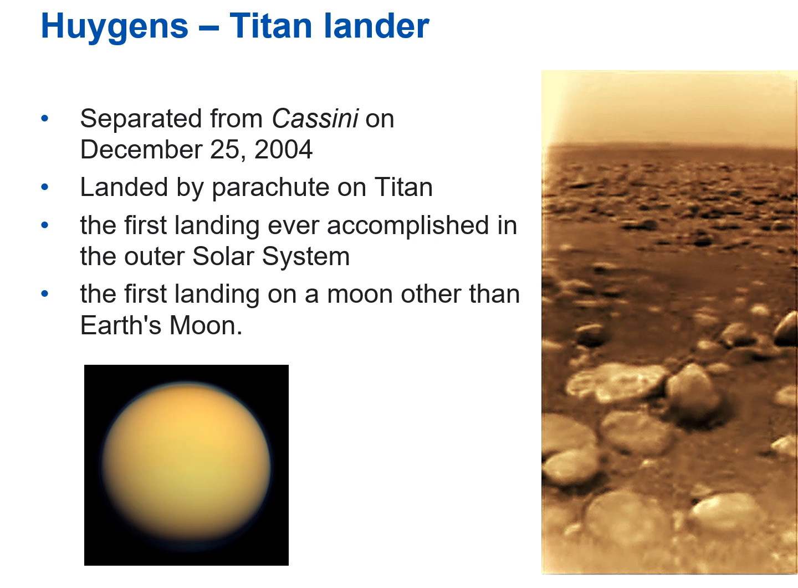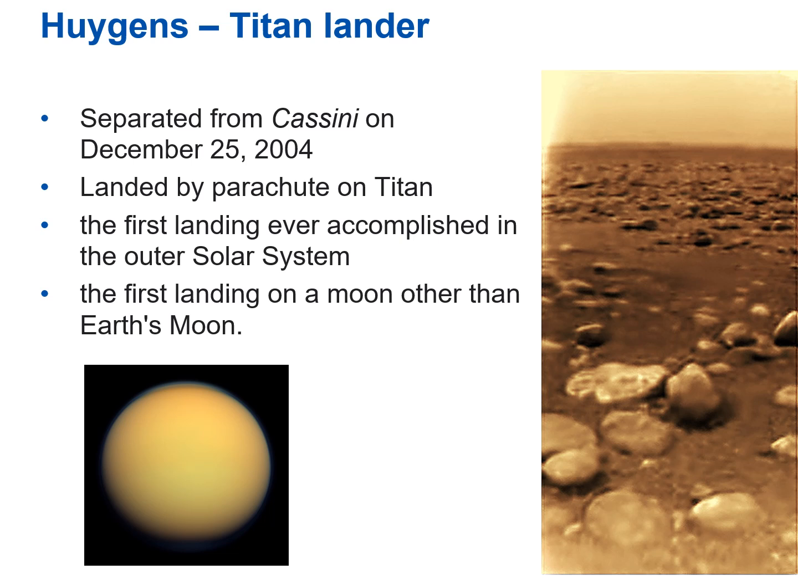Earlier, I talked about the Cassini spacecraft that was in orbit around Saturn. Part of it was the Huygens lander. So this is a spacecraft that separated from Cassini on Christmas of 2004, and about a week or two later, it landed on Titan, Saturn's largest moon. It landed by parachute on Titan.